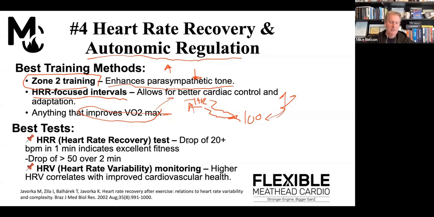For a 1 minute test, most of the literature would say a drop of 20 or more during 1 minute is pretty good. A drop of 50 over 2 minutes is kind of my preference. The cool part is if you do the 2-minute test, because you're keeping track of time, you'll automatically have the 1-minute test also. So that's another reason I like doing that. We can monitor heart rate variability. Higher HRV correlates with improved cardiovascular health and reduction in risk of disease also.